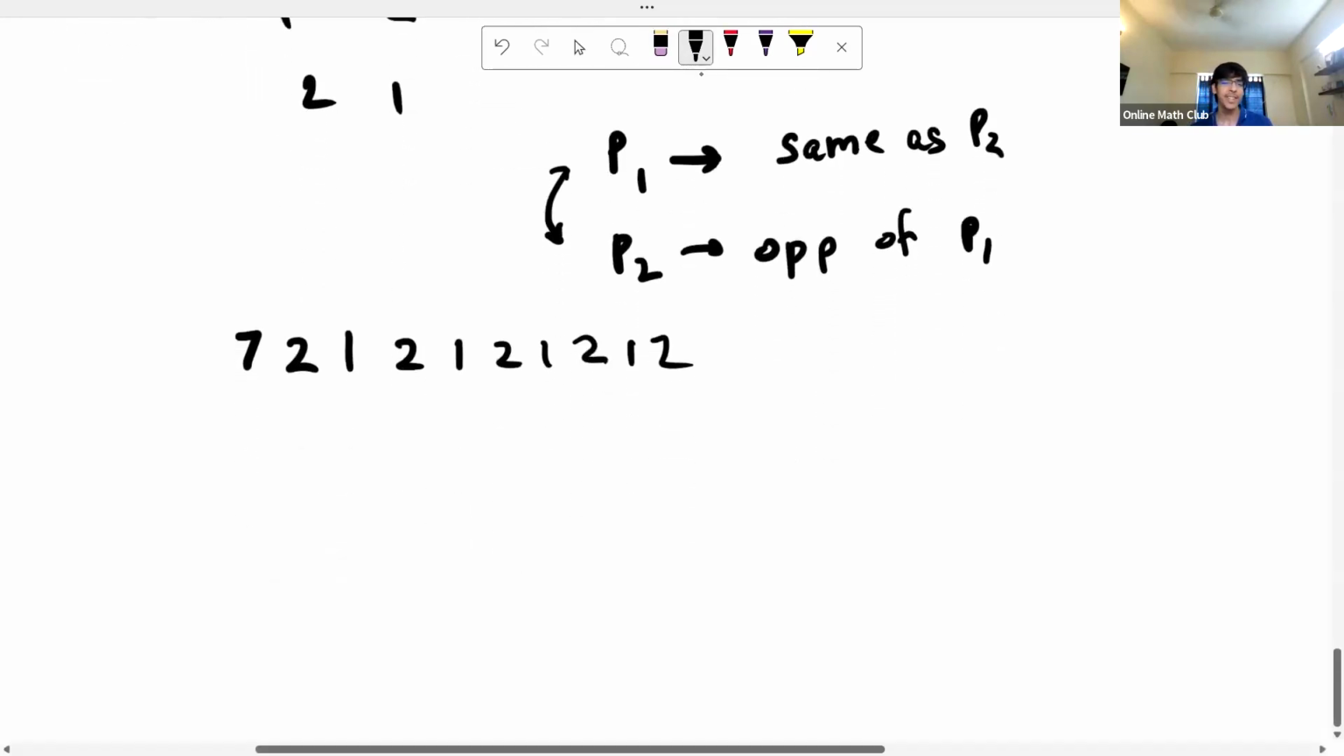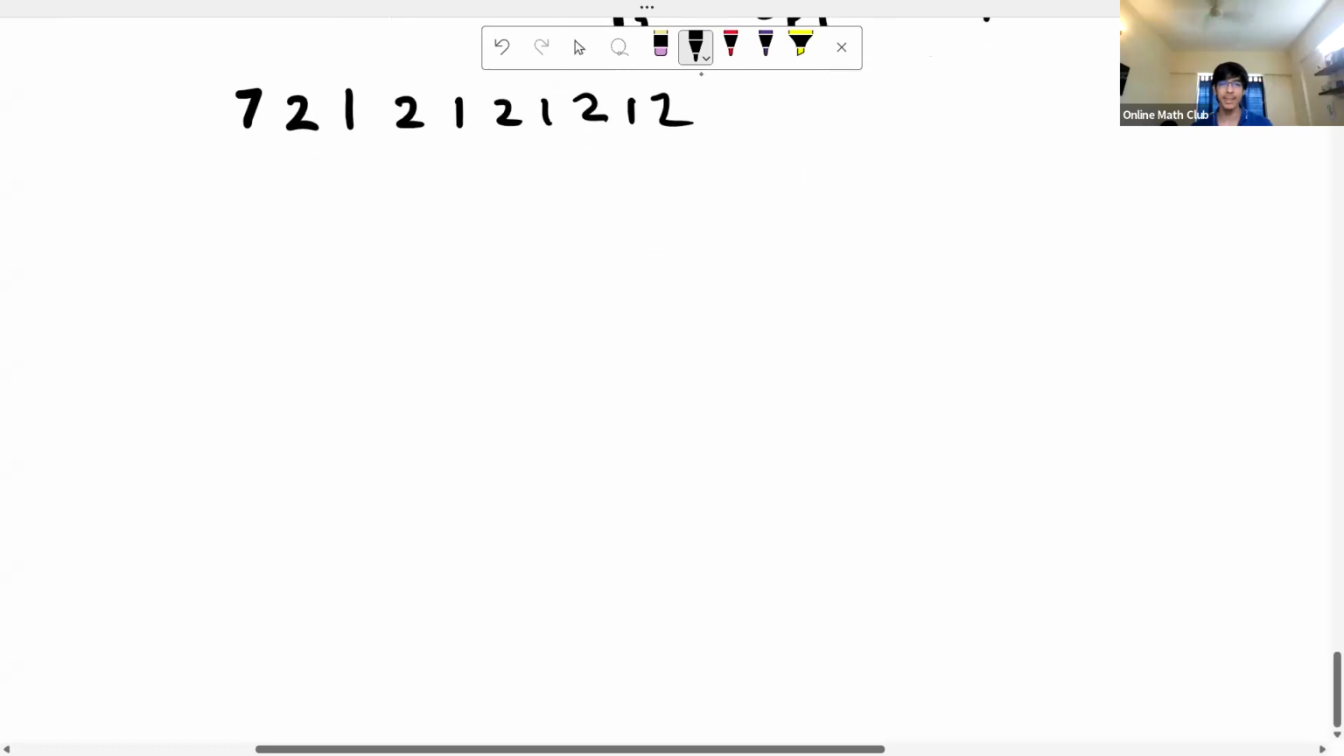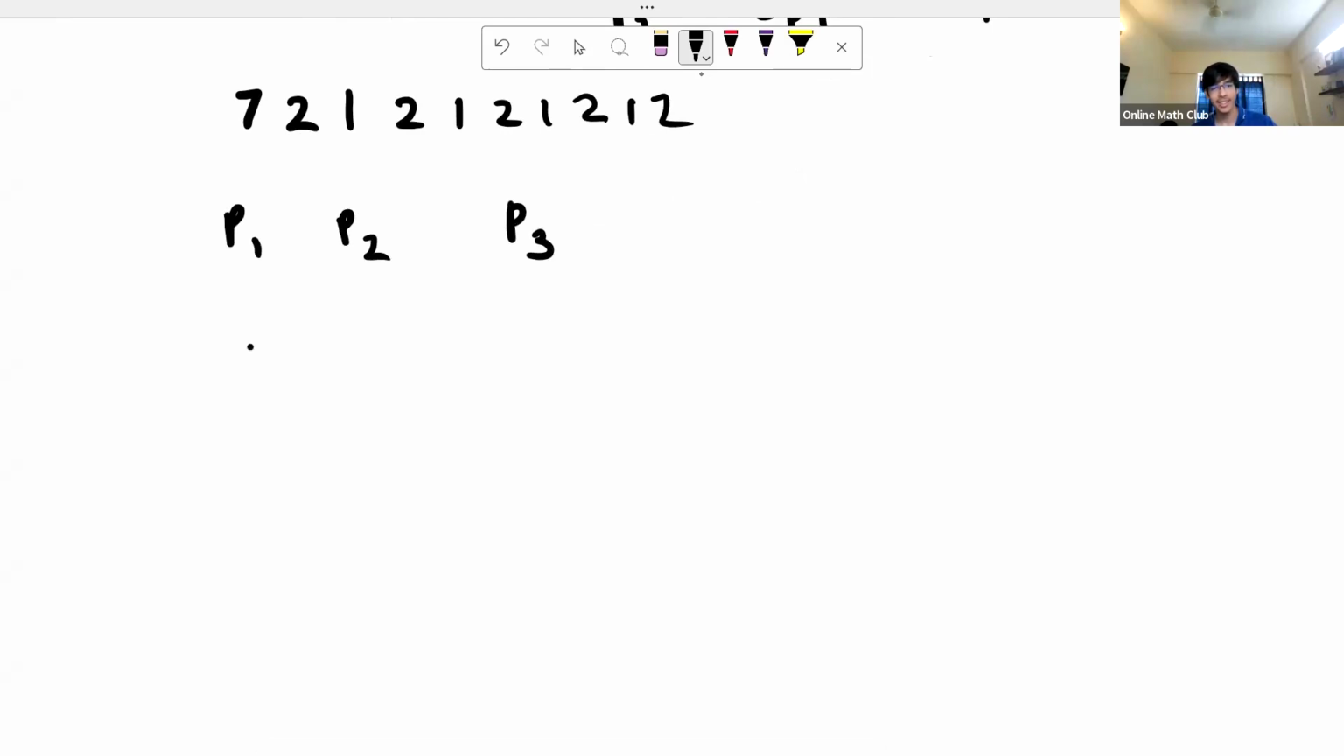So actually, let's think of three. Even though I think it doesn't really make the problem much easier, it's just easier for me to write and stuff. So you have three people and three hat colors, and you get to see the other two people's hat colors.